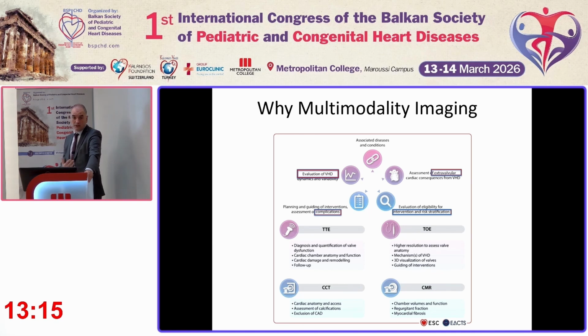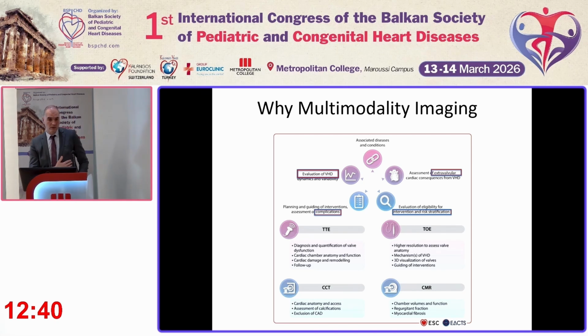Then, for assessment of the valve as well, it's a dynamic real-time exam. It has certain advantages compared to the other modalities. Whenever a detailed anatomical description of the valve is needed, especially when the question is about an intervention or operation, there are additional tools such as the transesophageal one, 3D echo as well, that can provide additional important information in that direction.